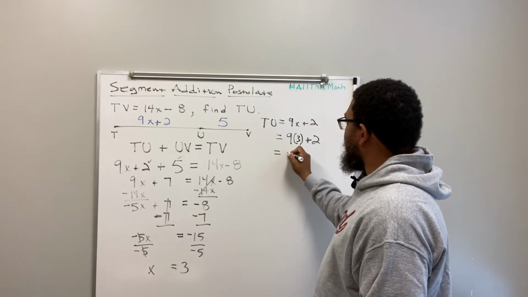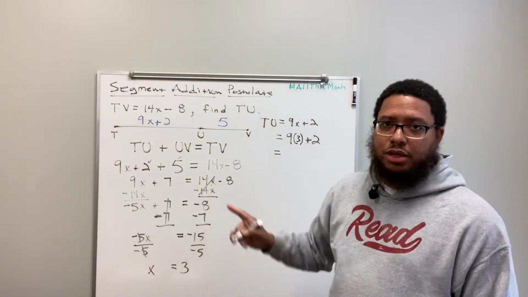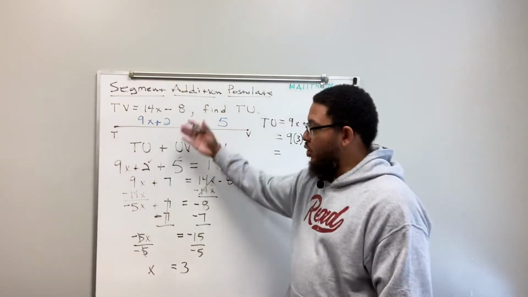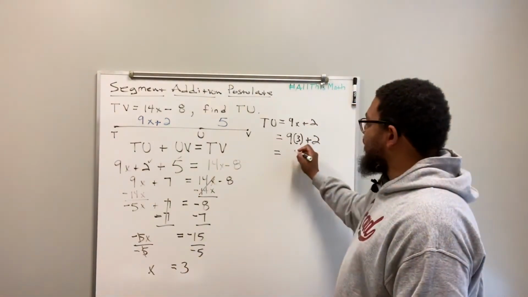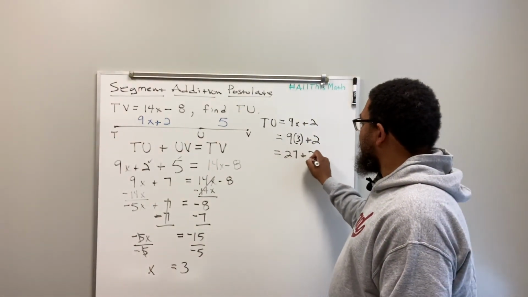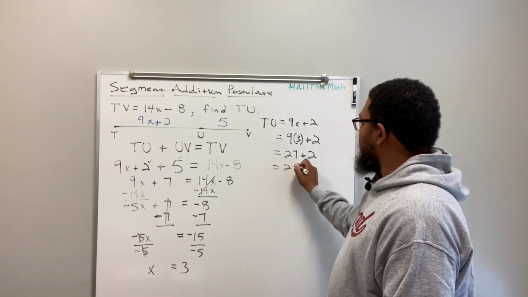9 times 3 is 27. Don't make the careless mistake and do 9 plus 3 and get the wrong answer after you did all this work, right? 9 times 3 is 27. 27 plus 2 is 29.